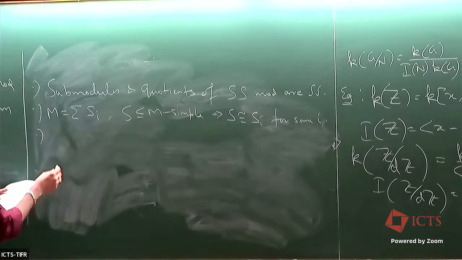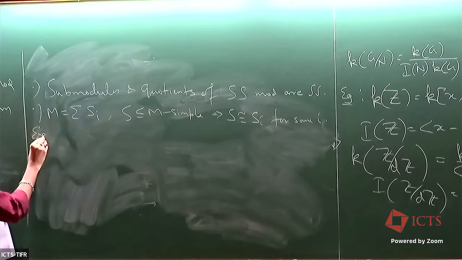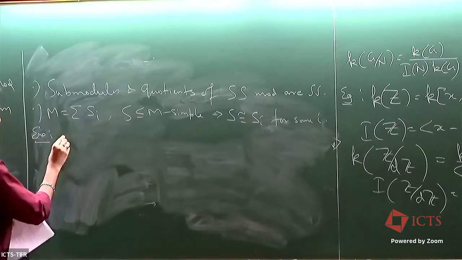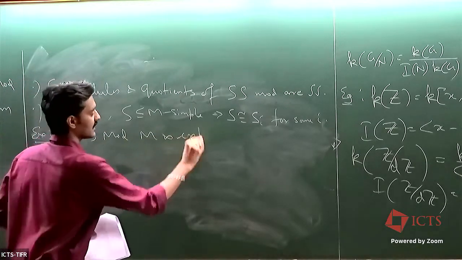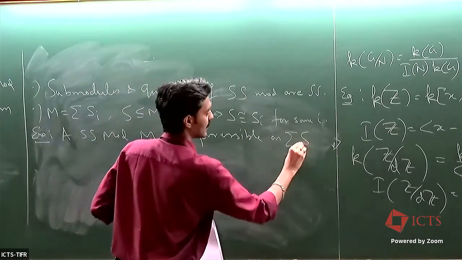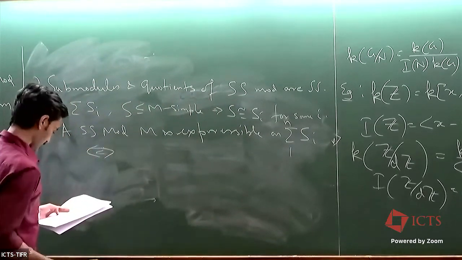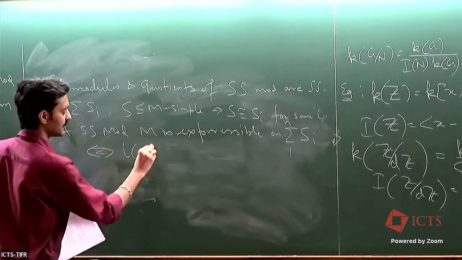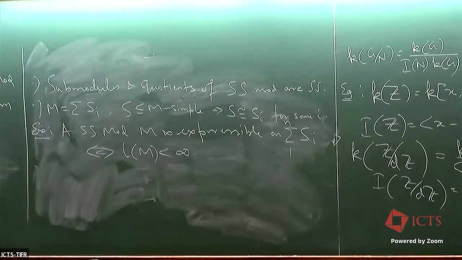Okay. Maybe I can give some exercise. A semi-simple module M is expressible as a finite sum of Si, where these Si are simple, if and only if the length of M is finite. Length of M means that M has a finite composition series. And that is just a trivial corollary from Jordan-Holder theory.